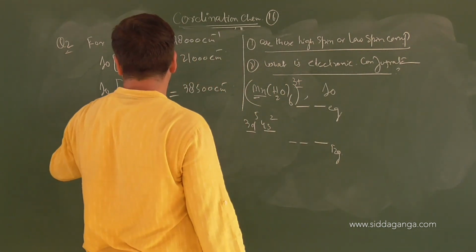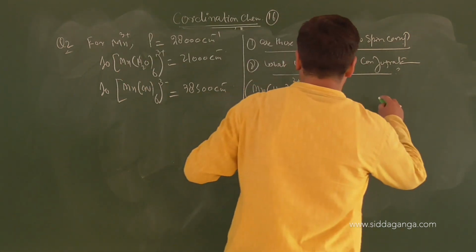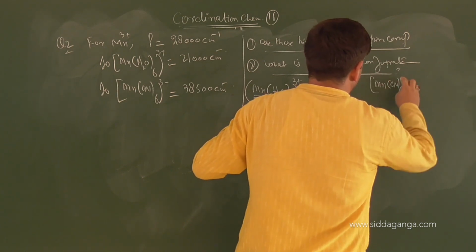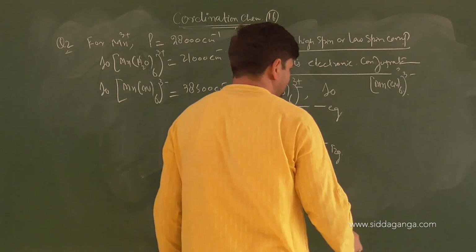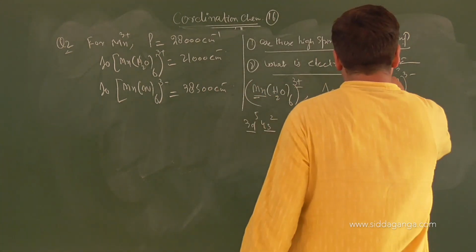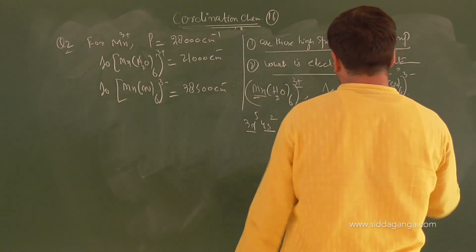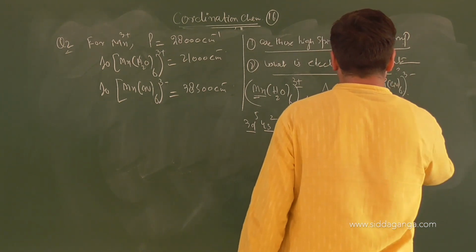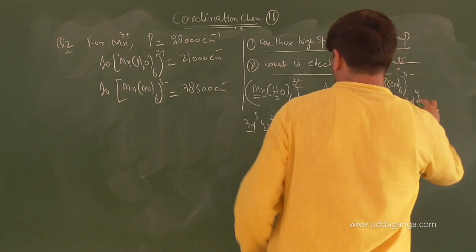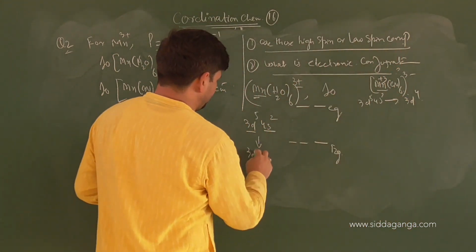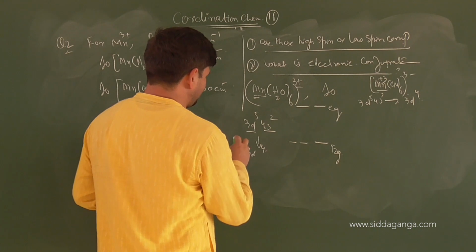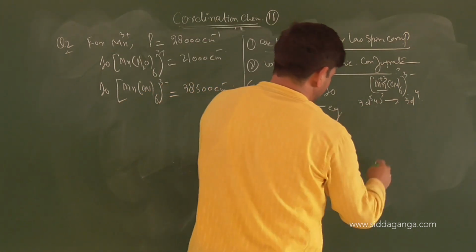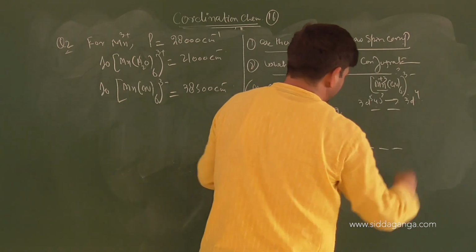Similarly for the next complex, [Mn(CN)6]3-. Again it is the +3 state. So the electronic configuration will be 3d5 4s2, losing electrons, and it will actually now be 3d4. Here also it will be 3d4 for manganese 3+. This is the t2g set, eg set. Here again you have a t2g set and an eg set.